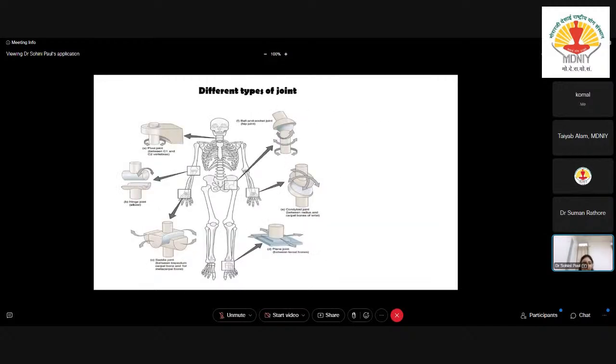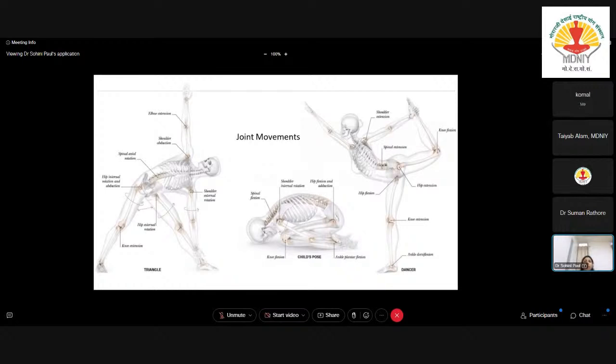So these are the different joints I think we might all be aware of. These are some of the joint examples where yoga definitely has some role to play, because there are so many yogic postures and their effects on these joints. I hope you are all aware of it. So these are some of the movements related to your joints. If we see the first figure, this is the triangle pose. There is elbow extension, there is shoulder abduction. For each and every pose, there are these movements which happen around the joints.